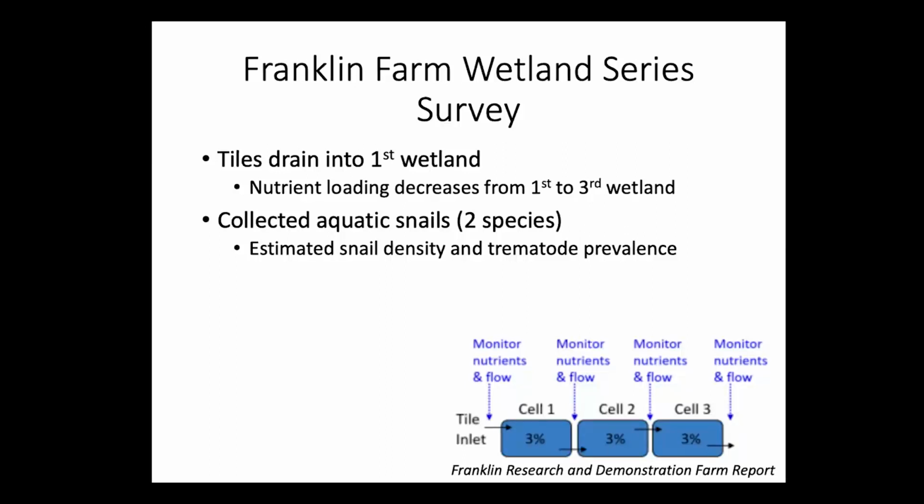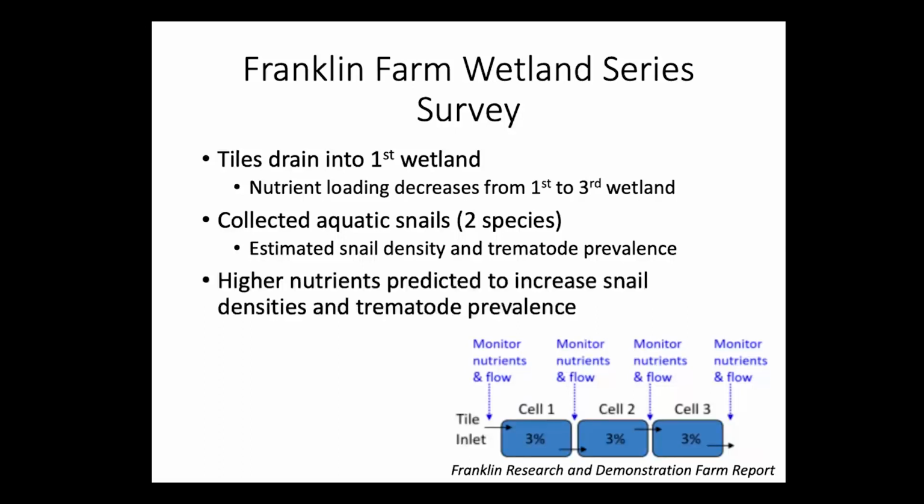And so in our survey, we collected 2 species of aquatic snails. Within each wetland, we estimated the snail density, as well as, when we were able to collect enough snails to estimate prevalence, we also examined trematode prevalence. And we had generally the prediction that more nutrients would lead to higher snail densities, as well as higher prevalence.